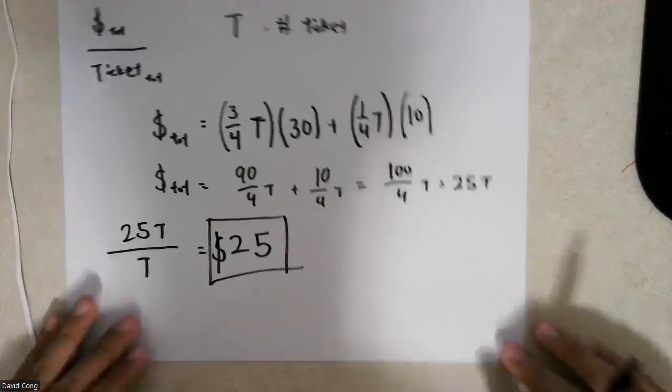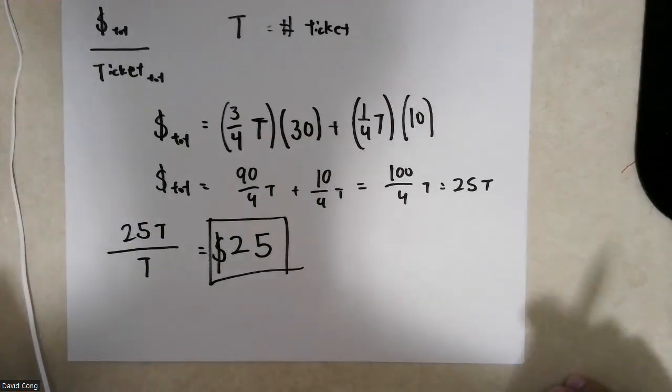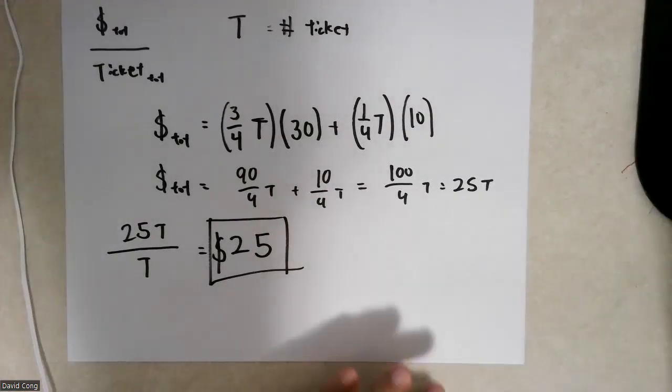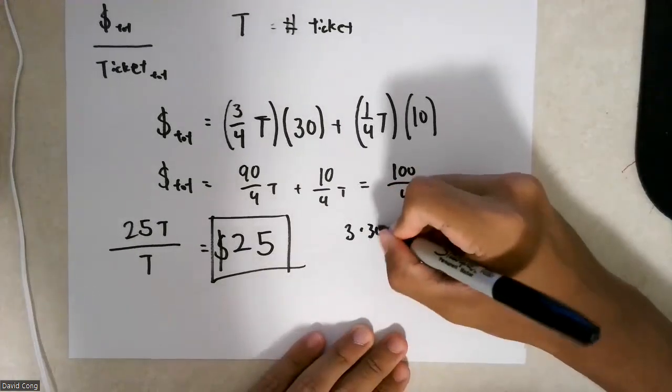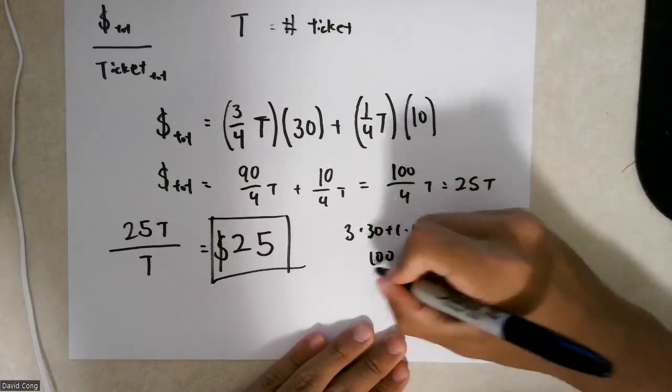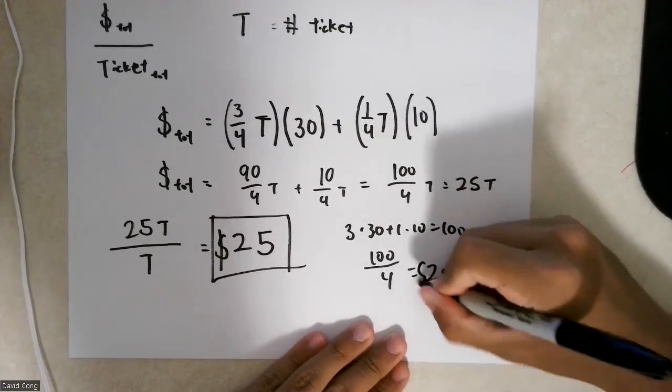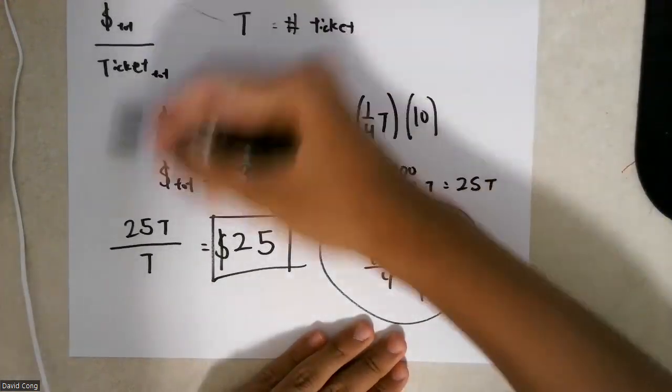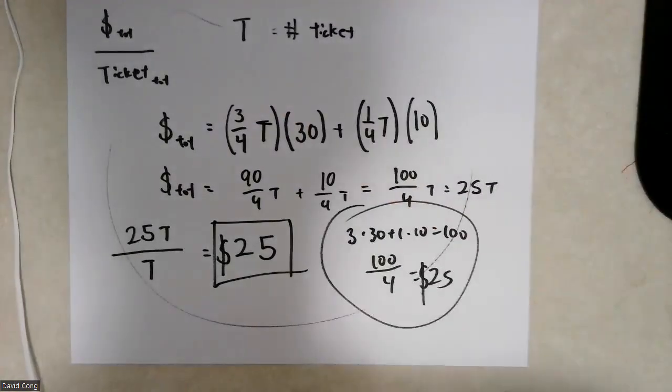Or if you want to do the quickest way, just say they sold 4 tickets. We sold 3 tickets for $30 plus 1 ticket for $10 equals 100. You made $100, 4 tickets, 25. Much quicker, but this is better for your foundation.